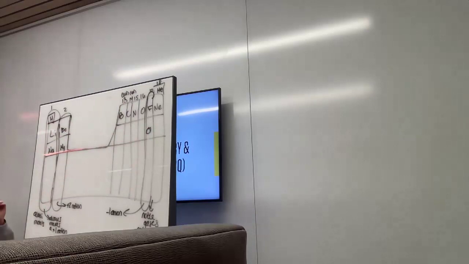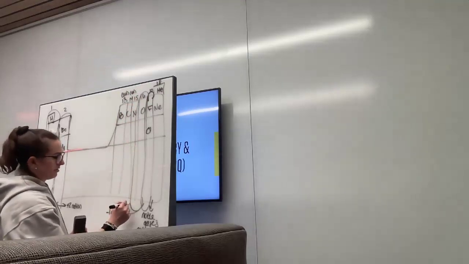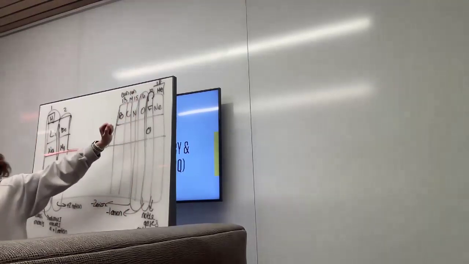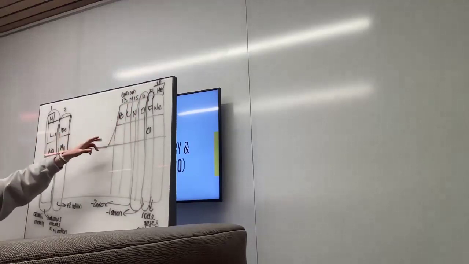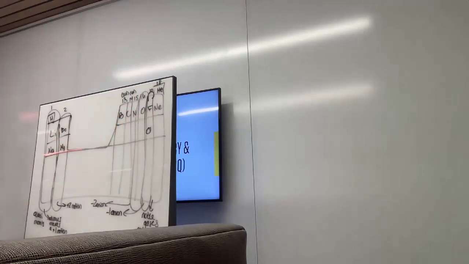Questions there? How many away from neon is oxygen? 2. What charge does oxygen usually make? -2. Everything in this row is going to be a -2 anion. That's why nitrogen is going to be -3, and carbon is 4 away, so it can do +4 or -4.